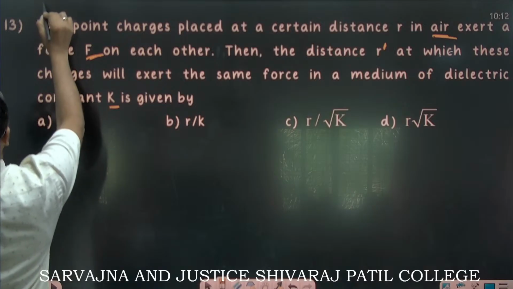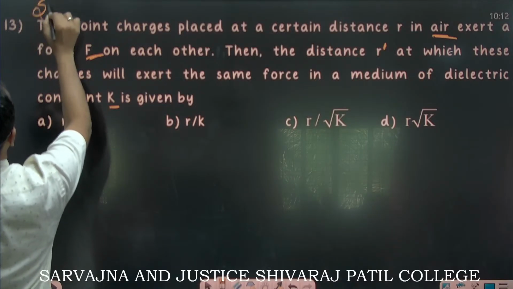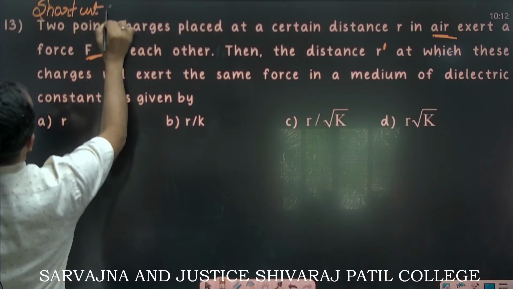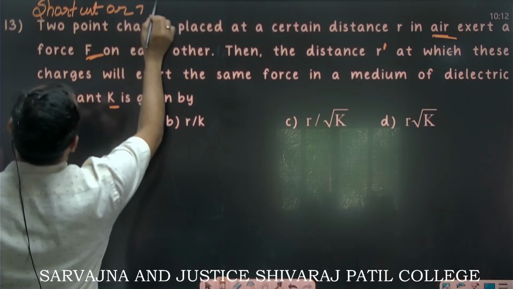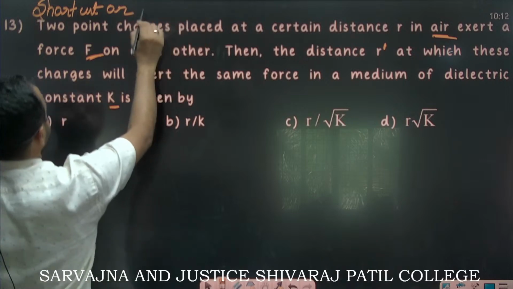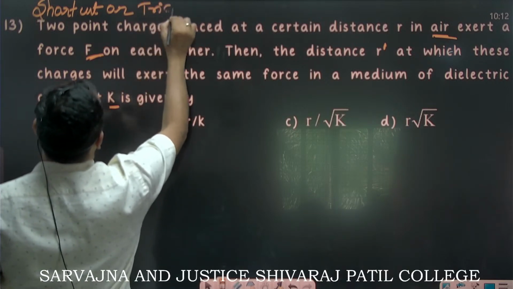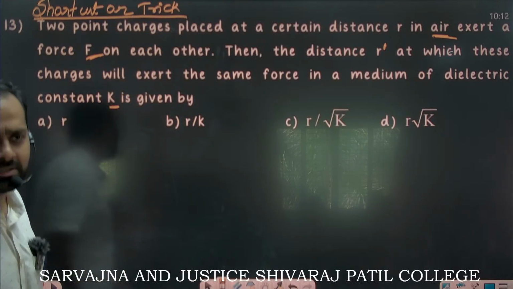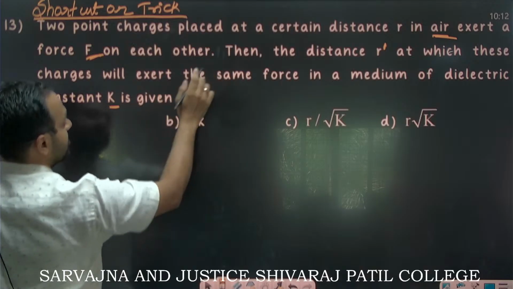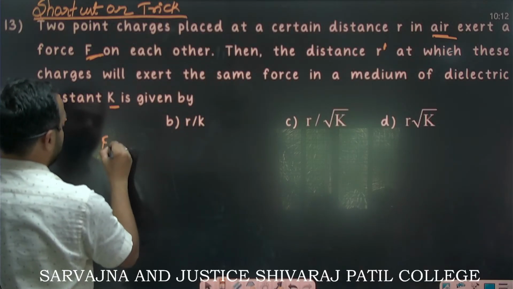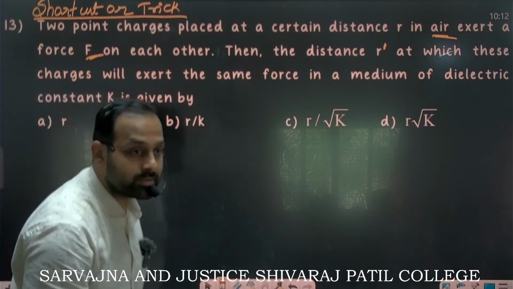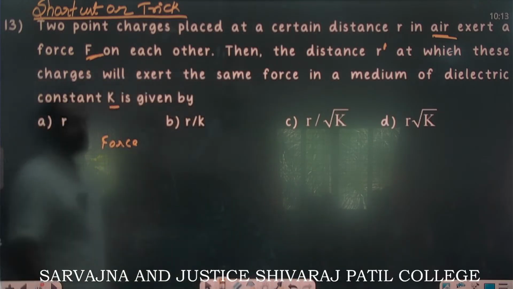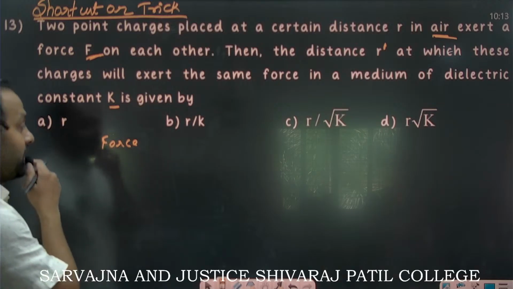Now, many teachers give this as a shortcut or trick. So this question can be solved with a shortcut or a trick. Okay, so we'll try and derive this. What does it say? Force in air. Let's see. Either it will be fourth or third. Yes.